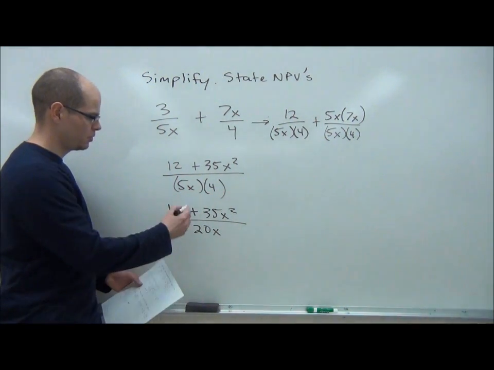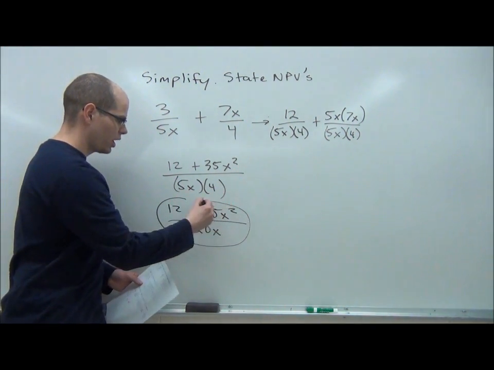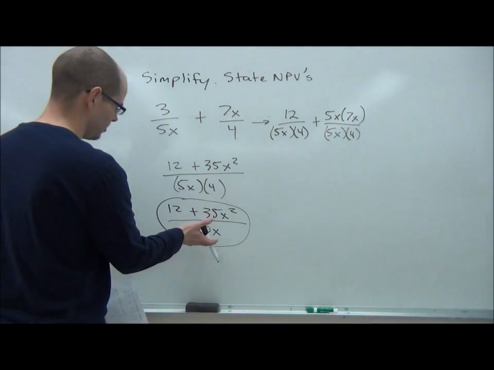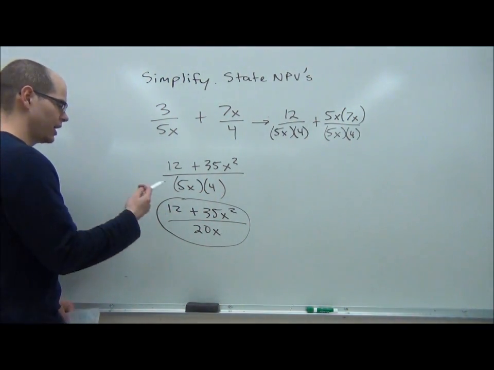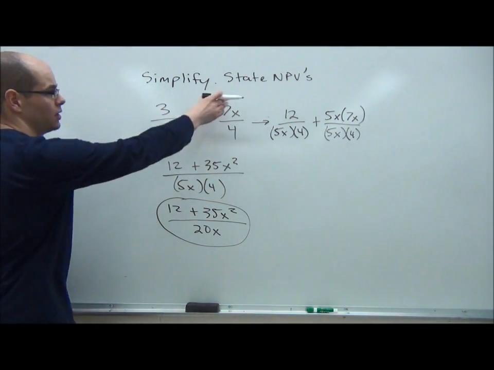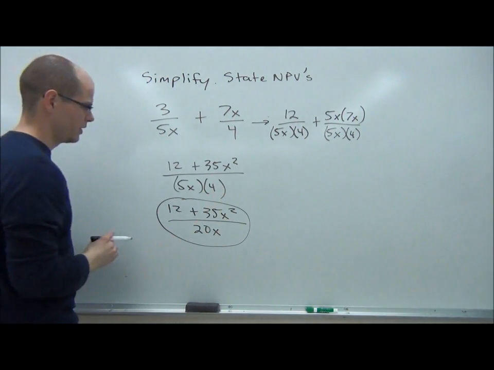So at this point, we've tried everything. I cannot pull anything else out. I can't pull a 2 out. I can't pull a 10 out. There's nothing else I can take out of this. So it's fully factored. The other thing I need to be aware of, though, is the non-permissible values.